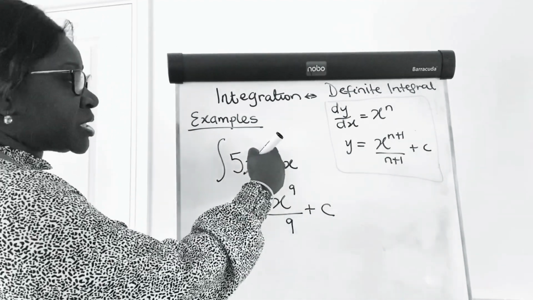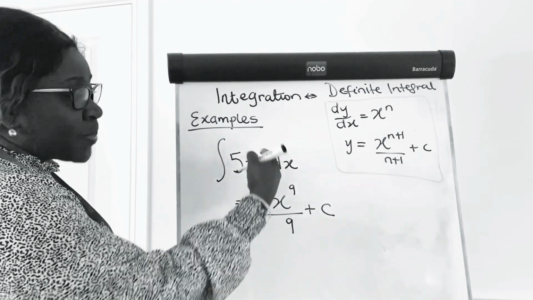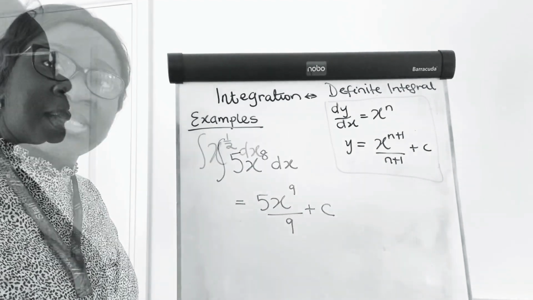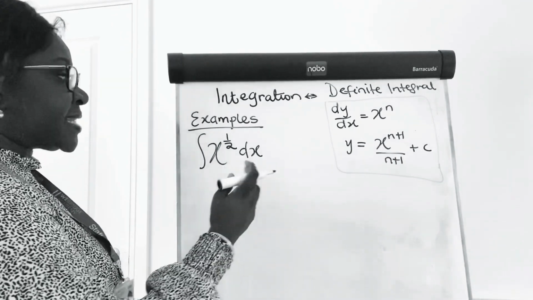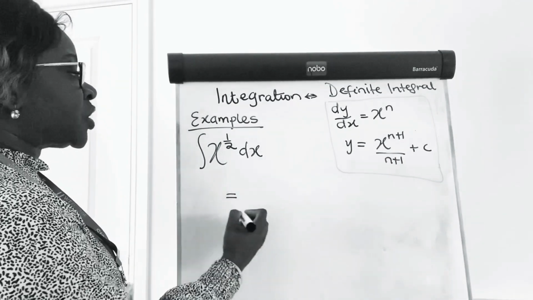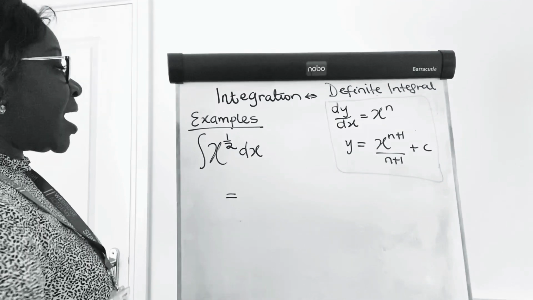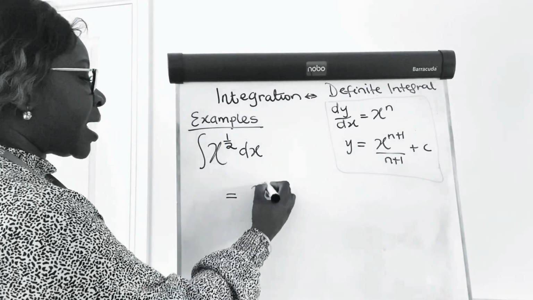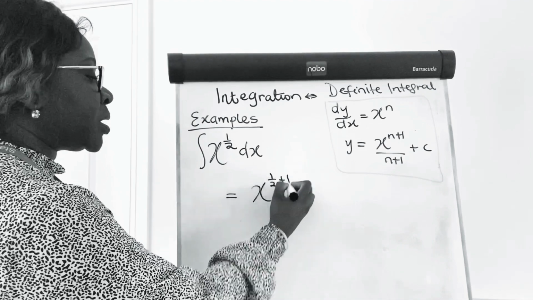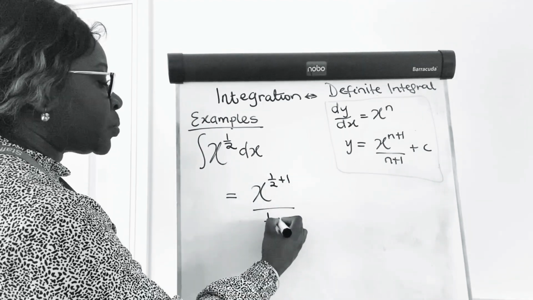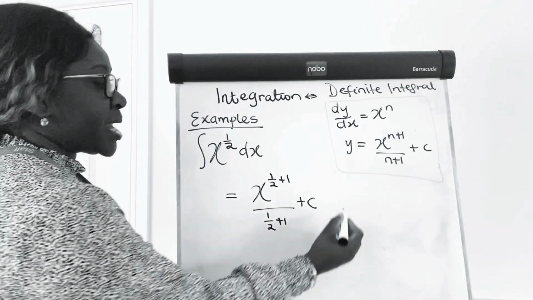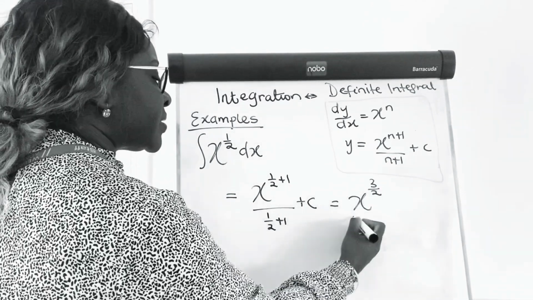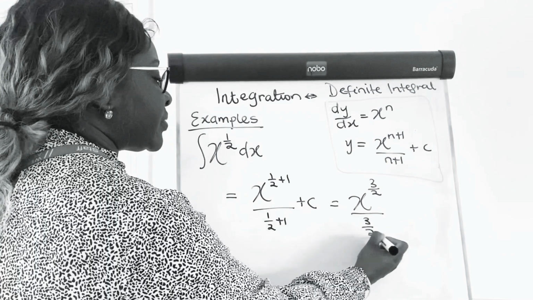Just add 1 to the power, divide by your new power, and add the integration constant. Now, 1 with the fractional power is the same thing. We're just going to add 1 to the power and then divide by the new power. So that would be x to the power of half plus 1 over half plus 1 plus c. And I'm just going to rewrite that as x to the power of 3 halves over 3 halves plus c.